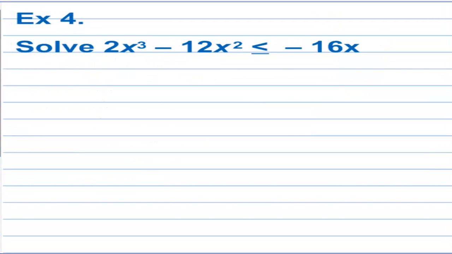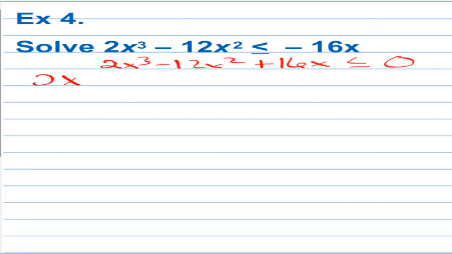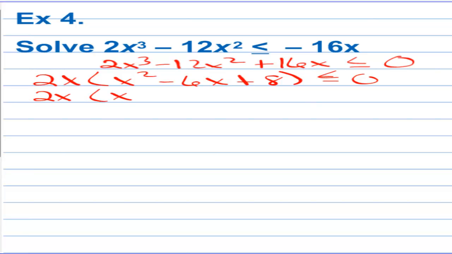Number 4, we can add 16 over, so we get 2x to the third minus 12x squared plus 16x is less than or equal to 0. We can factor out a 2x and get x squared minus 6x plus 8 less than or equal to 0. We have 2x times x minus 4, x minus 2 less than or equal to 0.